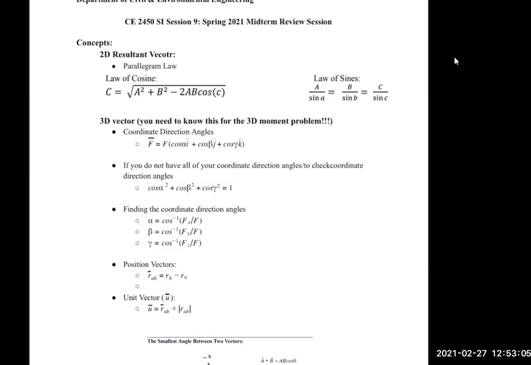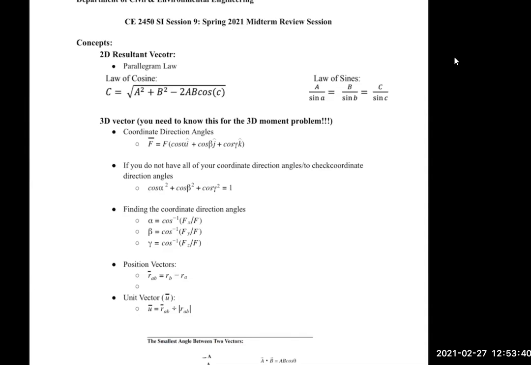If alpha and beta are known, then simply solve for gamma in this equation, and then find the coordinate direction angle at the end. This is when you find the force vector in Cartesian form and also the force vector magnitude. Then you can use alpha equals cosine inverse of the corresponding component of the force vector divided by the magnitude of the force.